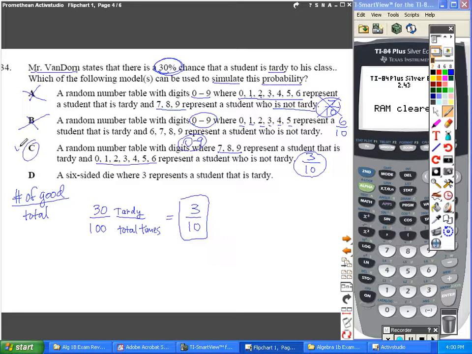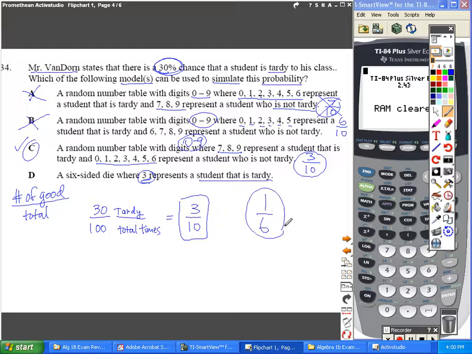So C works. Let's just look at D, because they did say, actually, which of the following model or models, they put in an S. So a 6-sided die, okay, so 6 total, where 1, 3 represents a student that's tardy. Okay, they're trying to get you with that 3 there. Well, a 3 is only one side of a die, so that's 1/6.